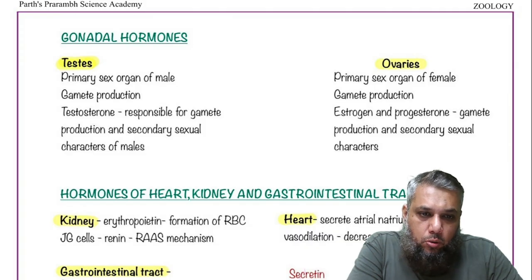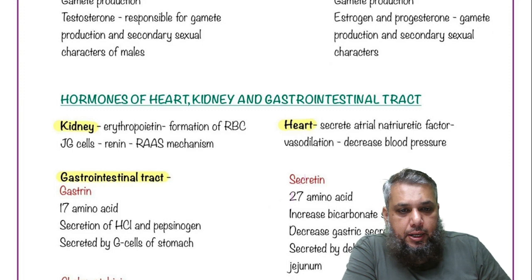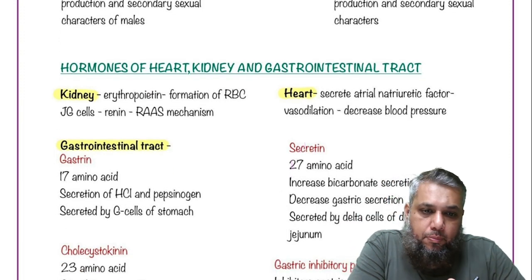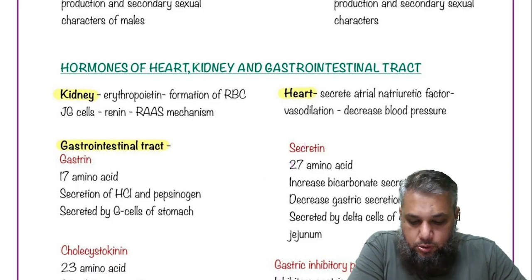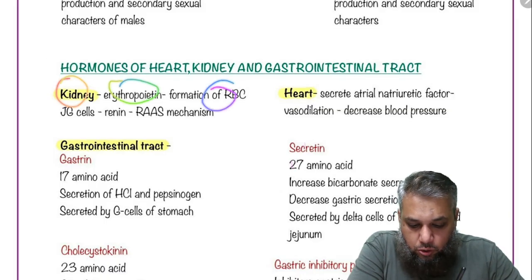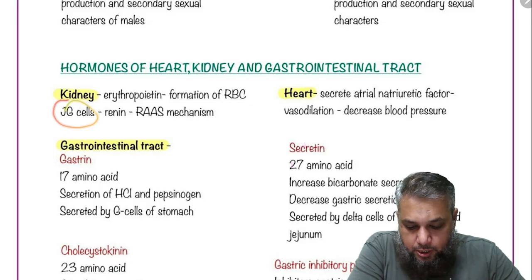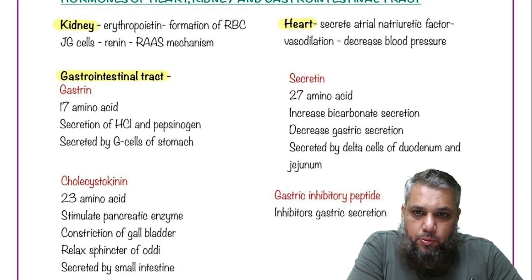Progesterone is called the pregnancy hormone. It maintains the endometrium for pregnancy. Estrogen also helps in the development of secondary sexual characters and even the development of mammary glands and the milk alveoli at the time of pregnancy. There are many non-endocrine structures which also secrete hormones, like the kidneys, which secrete erythropoietin that helps in the formation of RBCs. The juxtaglomerular cells are responsible for renin, which is part of the renin-angiotensin-aldosterone mechanism.